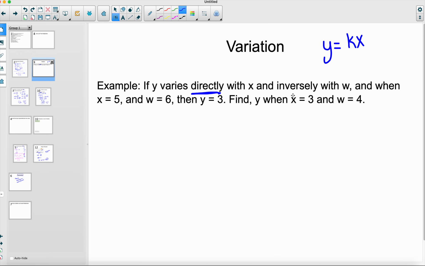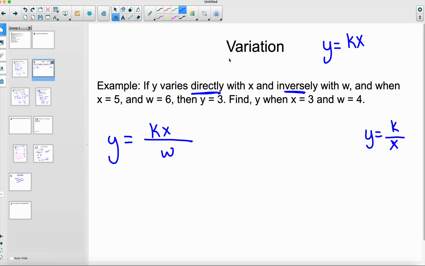If it's inverse variation, we say k over x. We call it inverse variation because as x increases, y decreases. As x decreases, y increases. But if I have joint variation where y is varying directly with x and inversely with w, then I'm saying y is equal to k times x over w. I don't need two k's. There's only one constant of variation per equation.